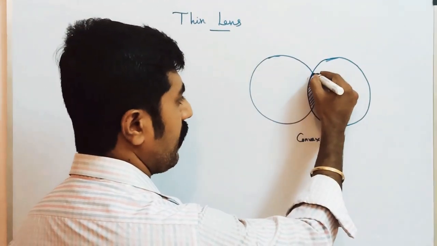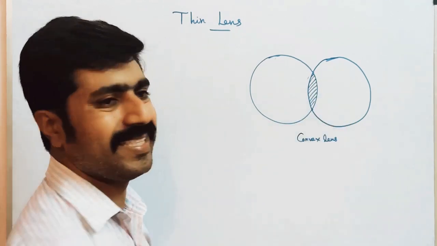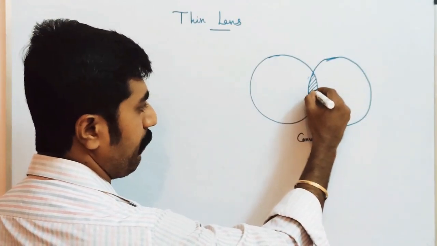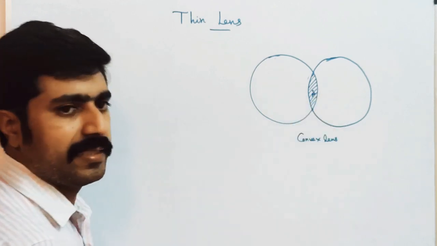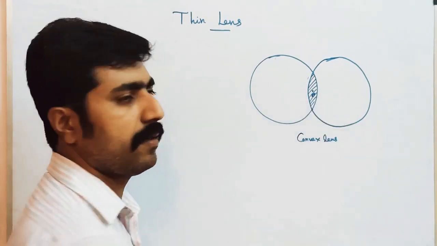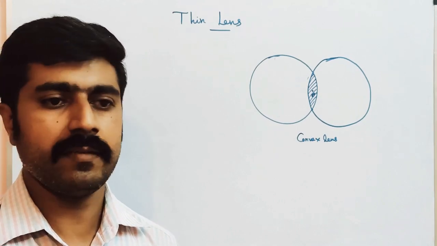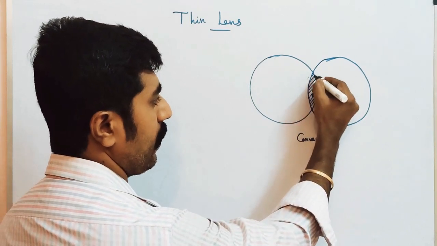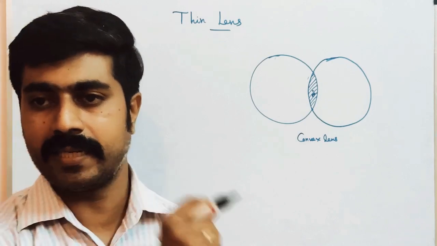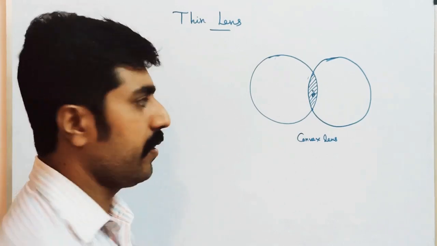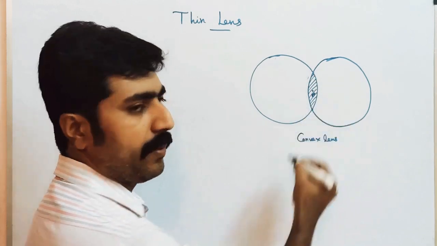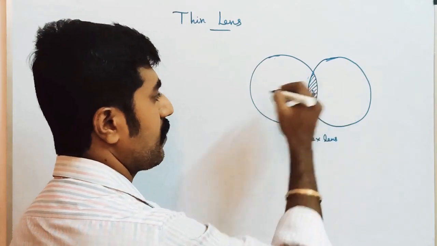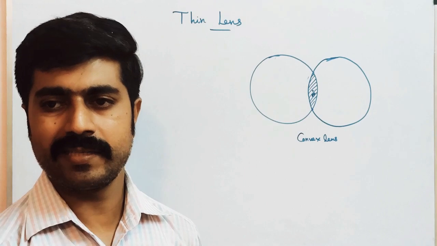Now, between the spherical surfaces, the distance is the aperture. Okay? Anyway, the midpoint here is called the optical center O. That is denoted by the letter O. Okay? Optical center. Light travels out through a point. Now, the distance between the two spherical surfaces, if it is smaller, that is a thin lens.